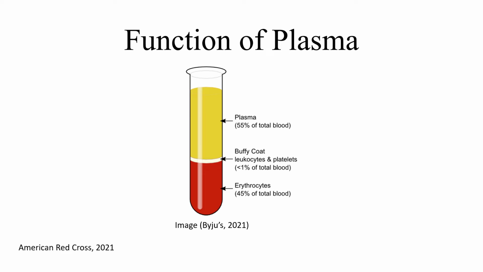Okay, now the function of plasma. It has several functions, and here's a picture showing you plasma, which is the very top part of the test tube that's kind of yellow in color. So plasma helps maintain blood pressure and volume. It supplies critical proteins for blood clotting and immunity. It carries electrolytes such as sodium and potassium to the muscles. It helps maintain a proper pH balance in our body, which supports cell functions.